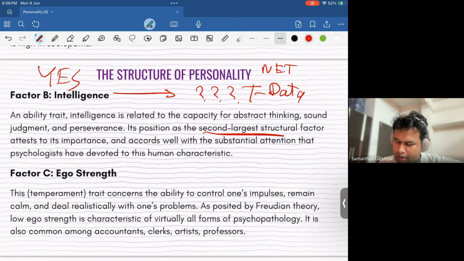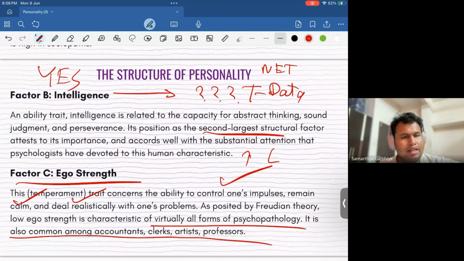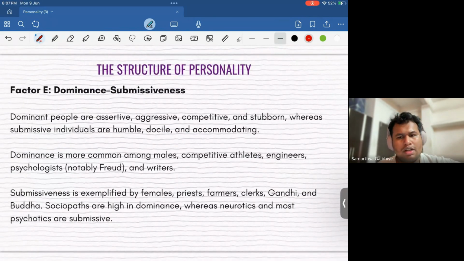Okay, second largest structural factor, high intelligence, low intelligence. Ego strength was the third factor, right? कि can you control your own impulses, can you remain calm, deal realistically, right? Ego strength is a characteristic of virtually all forms of psychopathology. It is also common among accountants, clerks, artists, and professors. Okay.